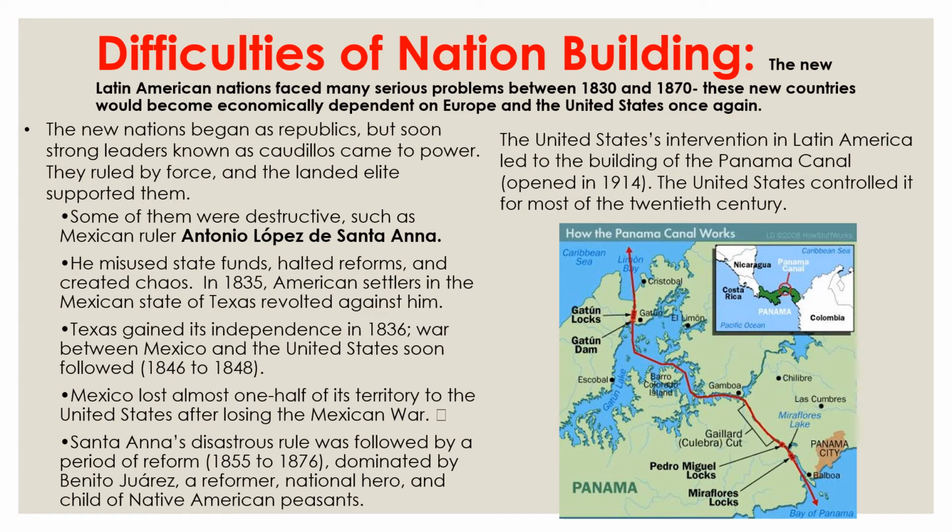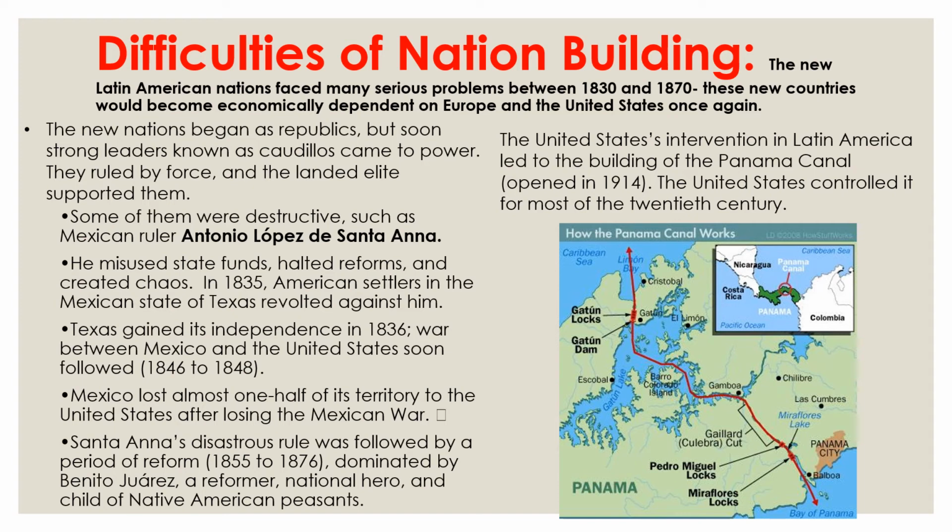Some of them were destructive, such as the Mexican ruler who had taken over and created Mexico as a dictatorship, thwarting the republic there. His name was Antonio Lopez de Santa Anna. He misused state funds, halted reforms, and created chaos in order to put himself in a position of power.